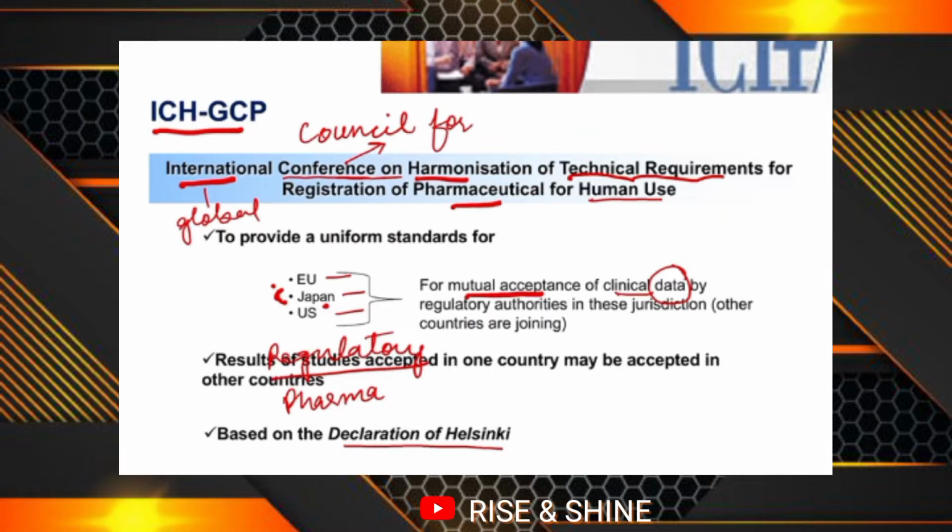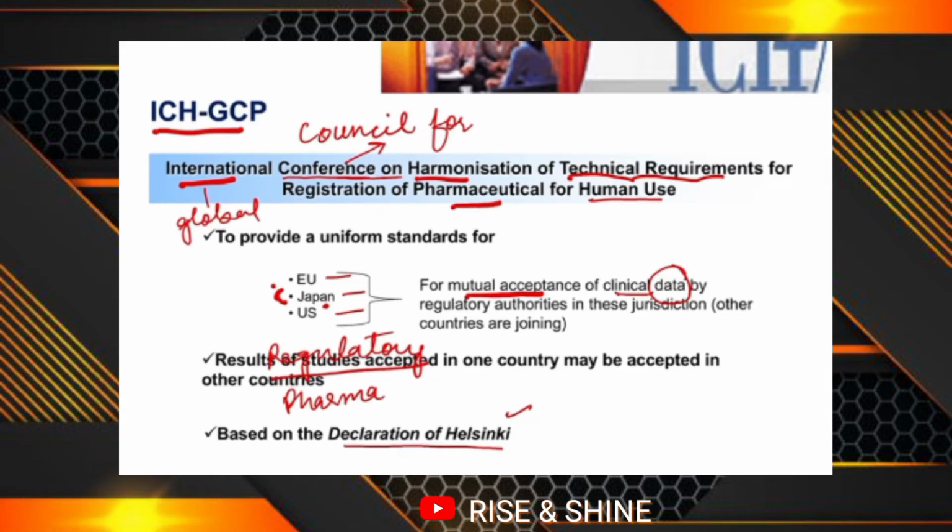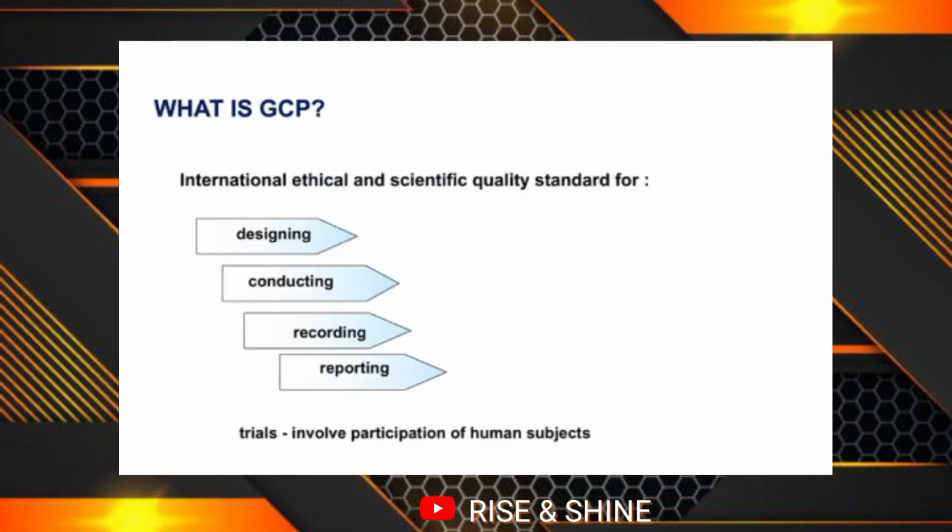All these guideline principles are based on the Declaration of Helsinki, that is respect, beneficence, all these fundamental principles which came in 1969, and ICH GCP is based on this. So in a nutshell, if you want to define ICH GCP, you can say that it is an international guideline, remember, an international guideline to conduct clinical trials.